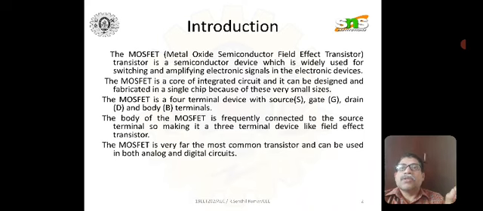The chip is single and very small in size, whereas it has four terminals, namely source, gate, drain, and body. The body terminal is nothing but the base or the plate. Whereas only three terminals exist: source, gate, and drain. The body is almost frequently connected to the source since it acts as a base, right?